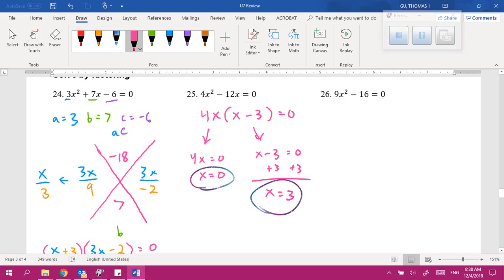All right, let's solve by factoring on 26. You can see that there's an x squared there. So that means you're going to be doing the x-box method. The first thing you got to check for is set equal to 0. Is it? Yes, it is.